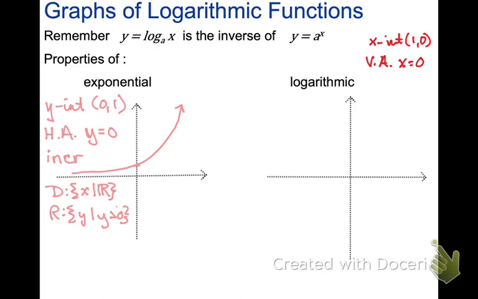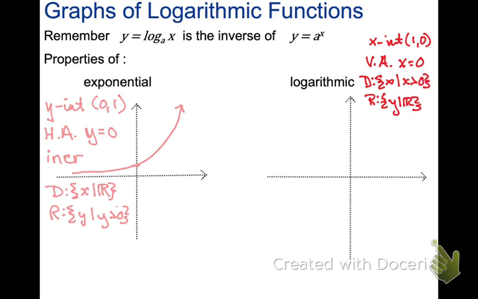What's going to happen to the domain and range? The range is going to be all real numbers. And the domain is going to be x greater than 0.